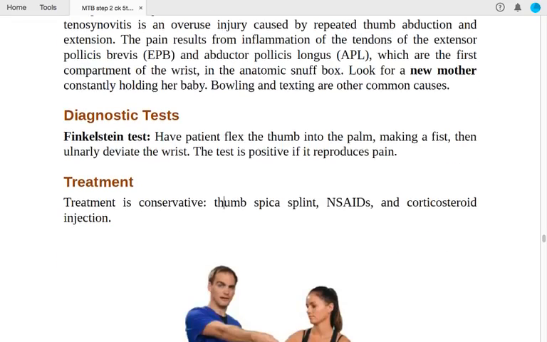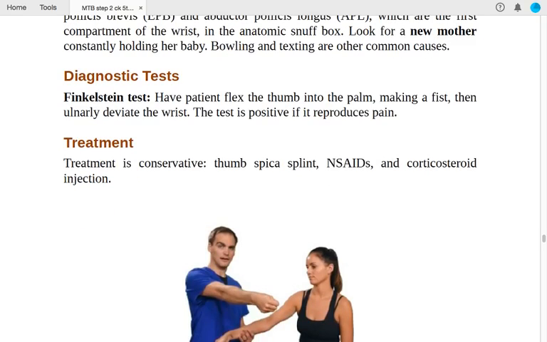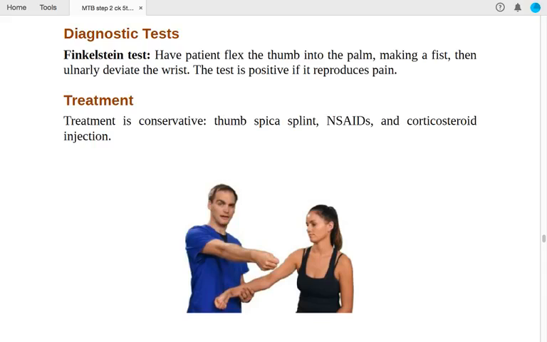So how are you going to diagnose it? First of all, you will do the Finkelstein test. What is this Finkelstein test? Have the patient flex the thumb into the palm. You will ask your patient, like in the diagram, and I'll show you the video also, to flex the thumb into the palm, making a fist, and then ulnarly deviate the wrist. You ask the patient to deviate it to the side.